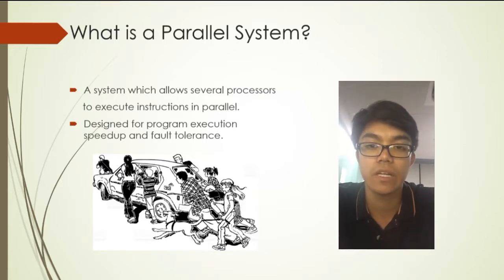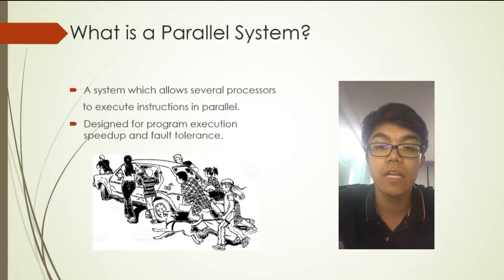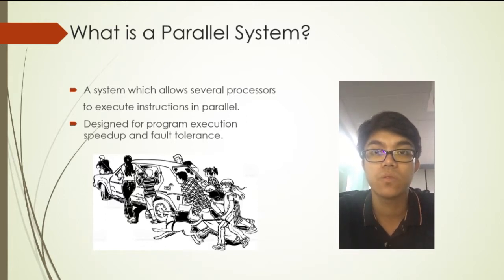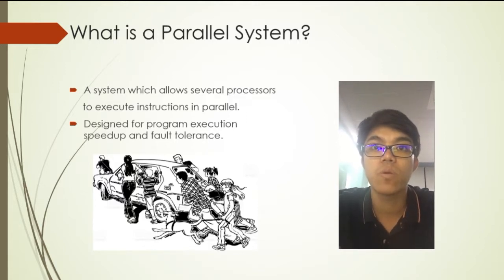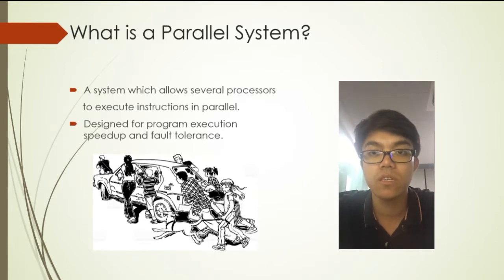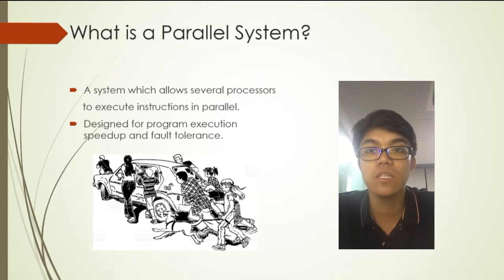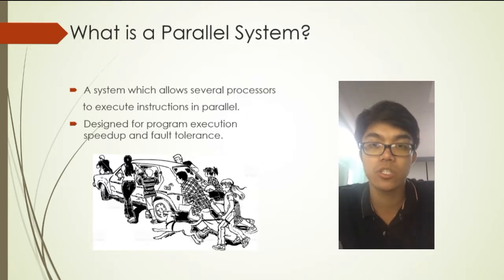Now, what is a parallel system? A parallel system is a system which allows several processors to execute instructions in parallel. It is designed for program execution, speed up, and fault tolerance. As you can see, here's an example of people pushing a car. These people are doing parallel things with each other.